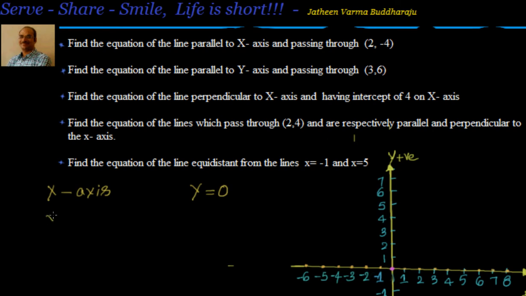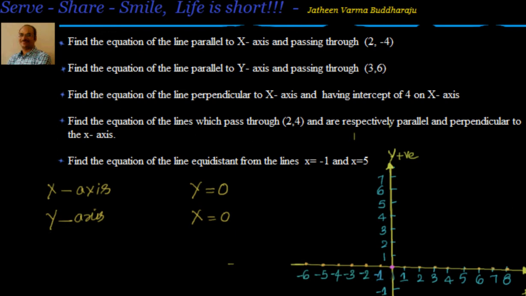Similarly, the equation of the y-axis is x = 0, because on the y-axis the x value is always 0. The y coordinate is changing, but the x coordinate is always 0.